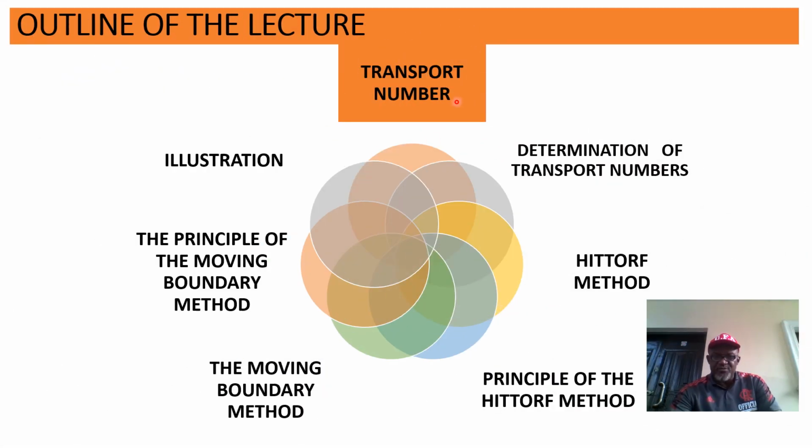We'll look at how to determine transport numbers. One of the methods is the Hittorf method; we'll look at the principle of the Hittorf method. The second method is the moving boundary method; we'll look at the principle behind the moving boundary method. Then we'll look at an illustration and conclude.